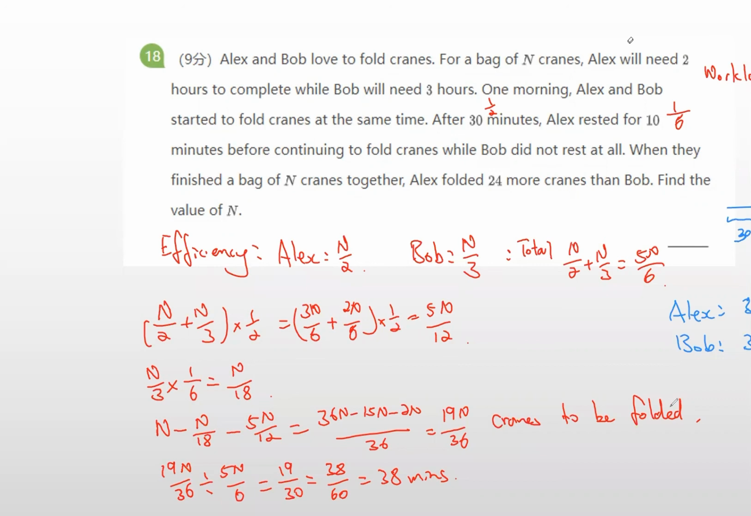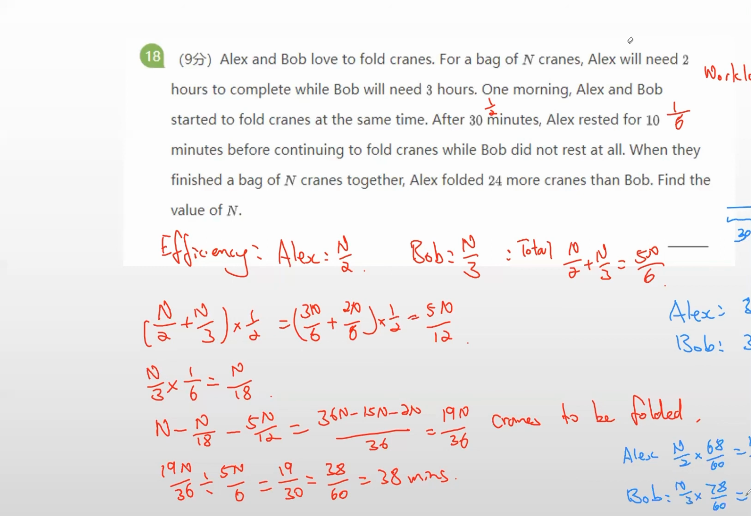So we want to find the value of n. We know that Alex folded 24 more cranes than Bob, so we can work out in 60 minutes how many did Alex fold. So Alex folded 68 minutes, so in hours, that is just 68 over 60. So the workload, the efficiency for Alex is n over 2 times 68 over 60. That is just 17n over 30. And for Bob, he has folded n over 3 times 78 over 60. And that is just 13n over 30. So you see that after they finish all the workloads, Alex folded 17n over 30, Bob folded 13n over 30.